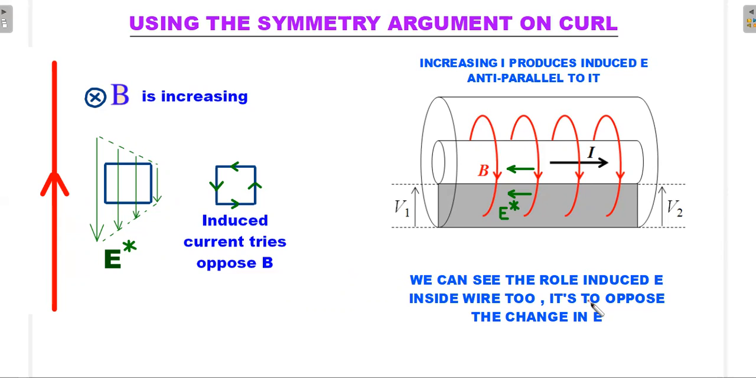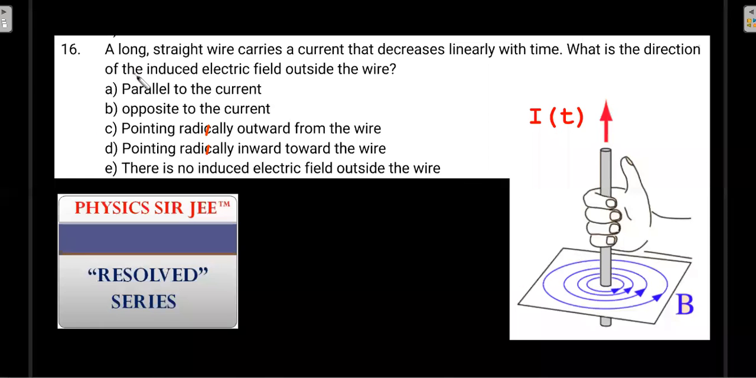So let's try to answer it and then move into the bonus facts. For this current problem, because in the question the current is given to decrease linearly with time, you should say it should be parallel to the current.